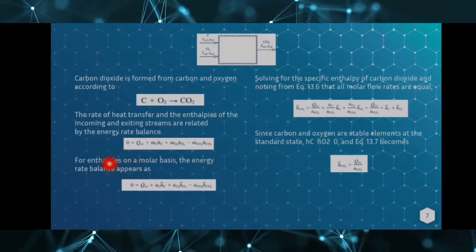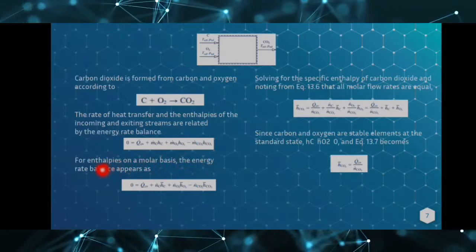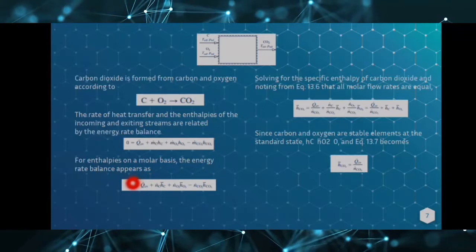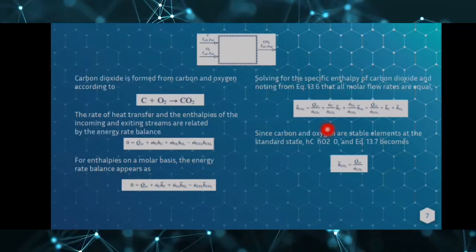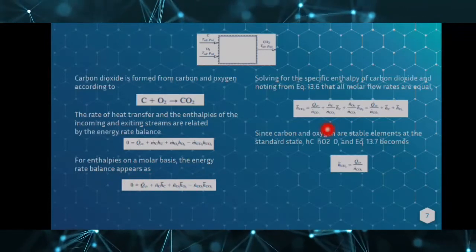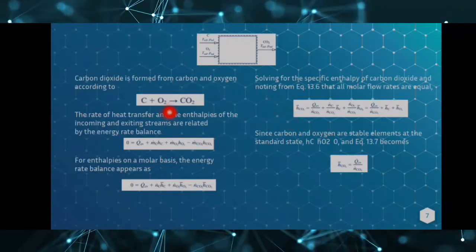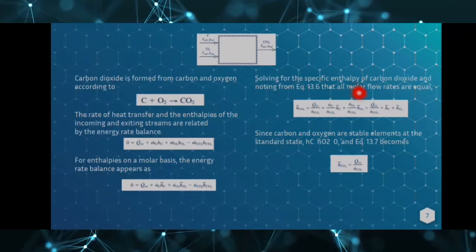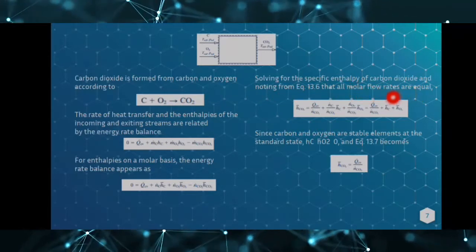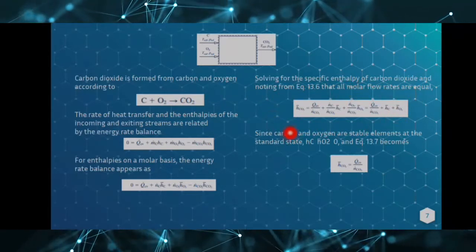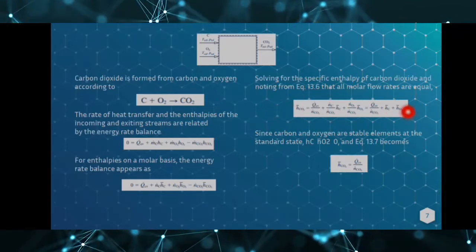For enthalpies on a molar basis, the energy rate balance appears as this equation. Solving for the specific enthalpy of carbon dioxide and noting from this equation that all molar flow rates are equal, we have this equation. It results in this equation.